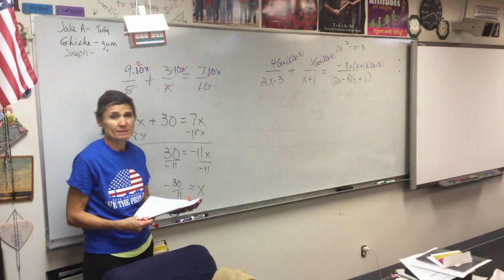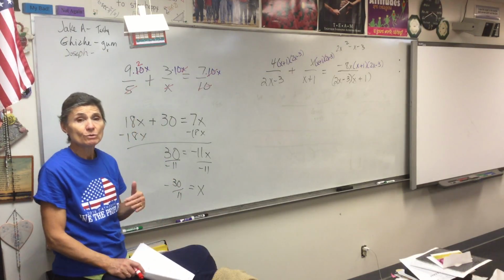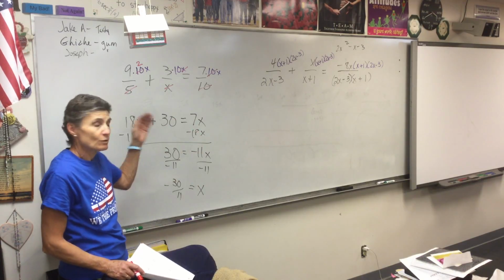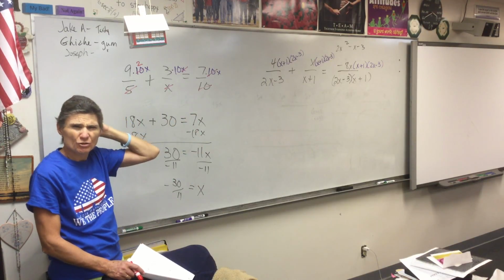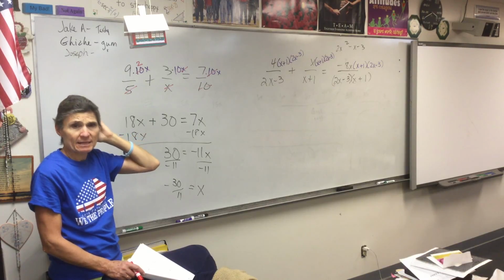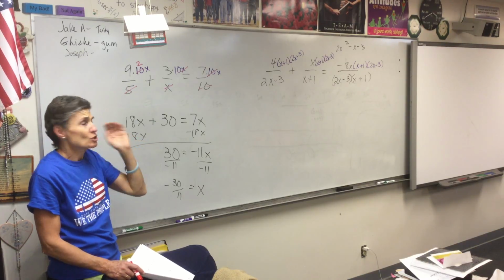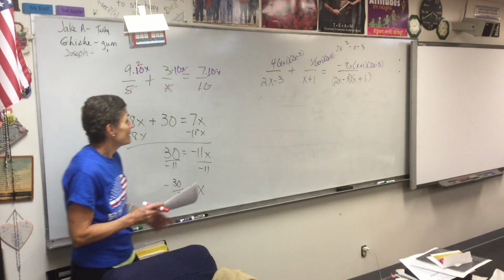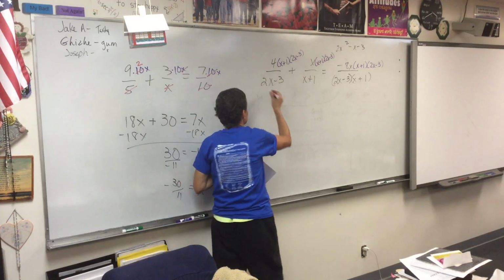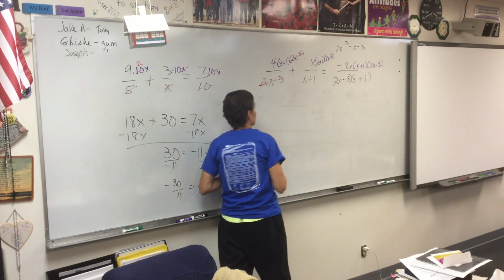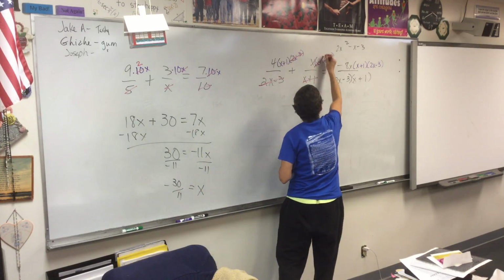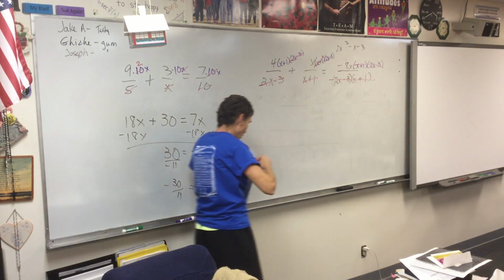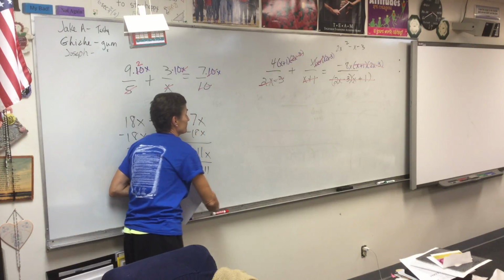I graded your quizzes, and those of you that actually write it down usually get it right. Those of you that don't take the time to write it down because you're too lazy end up missing it, doing something stupid. So just take a minute and write it down. When you write it down, you can see gone, gone, gone. All the denominators are gone.